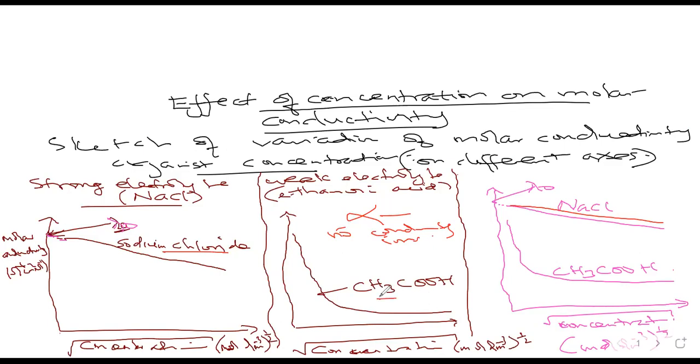Why? Ethanoic acid is a weak electrolyte, so when you increase the concentration, the number of unionized molecules of the acid in solution increases, and that leads to a decrease in the number of conducting ions per unit volume. Remember me explaining that, but I can still do it. The equilibrium established is this.